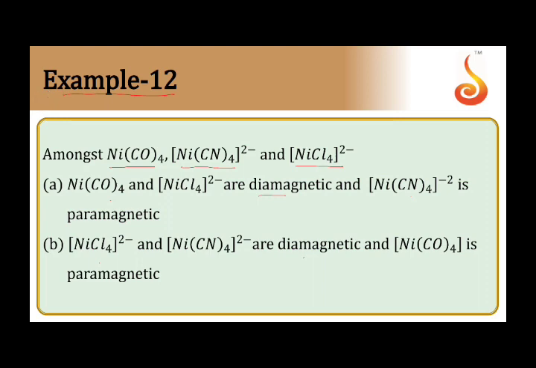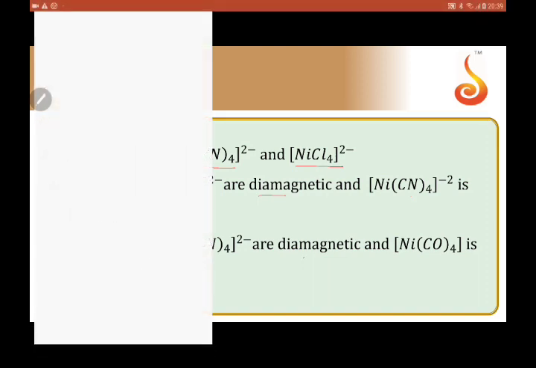We know that a substance is paramagnetic if it contains unpaired electrons. It is diamagnetic if it does not contain unpaired electrons. To understand whether unpaired electrons are present or not, we need to apply VBT, valence bond theory. First, let's consider Ni(CO)4.